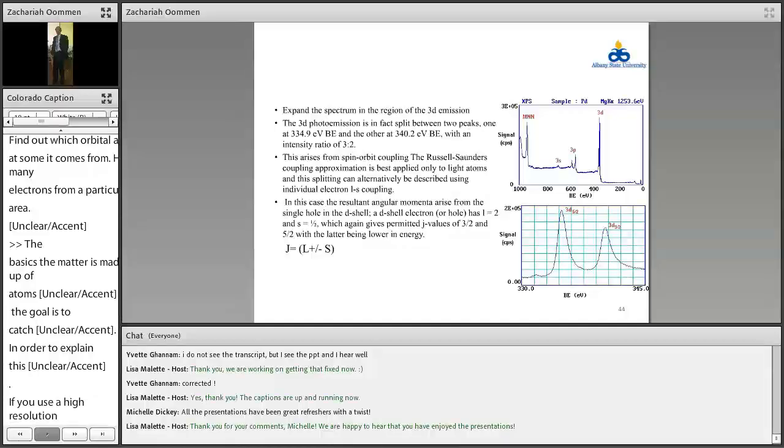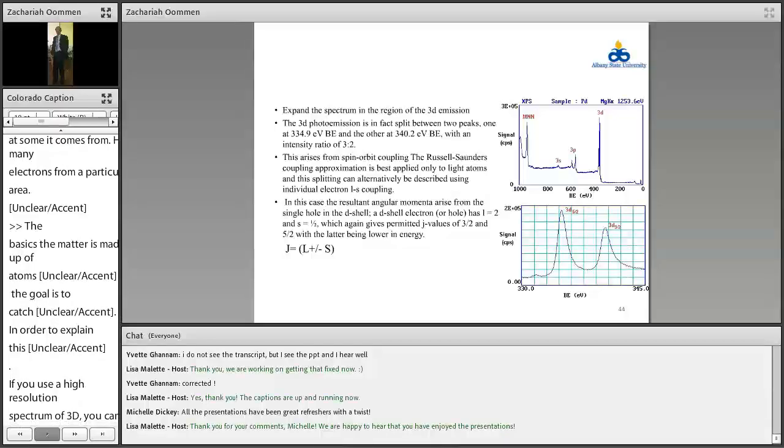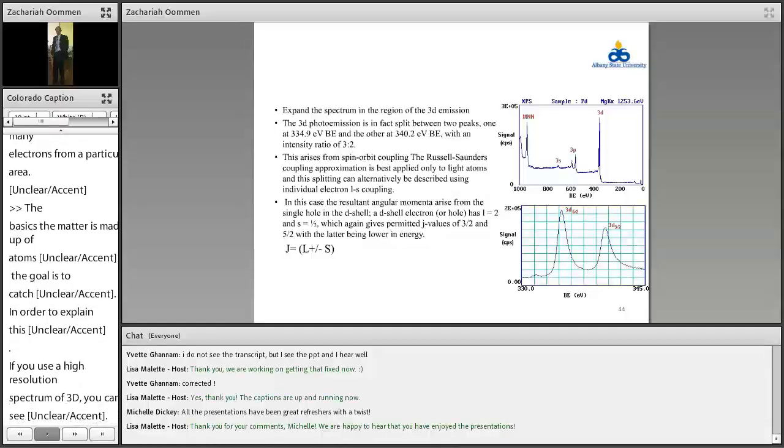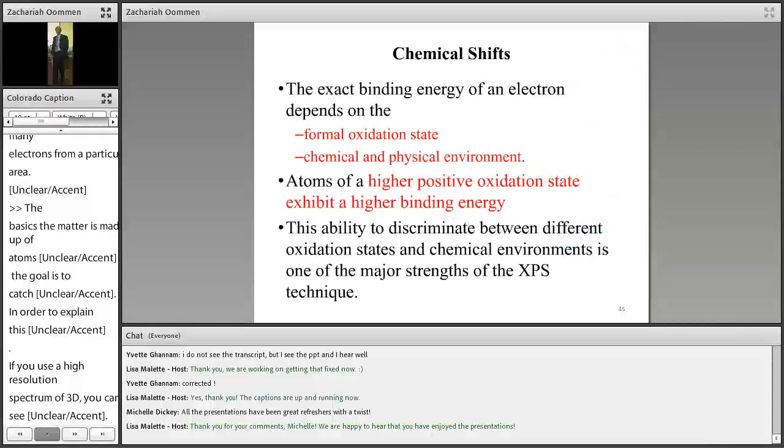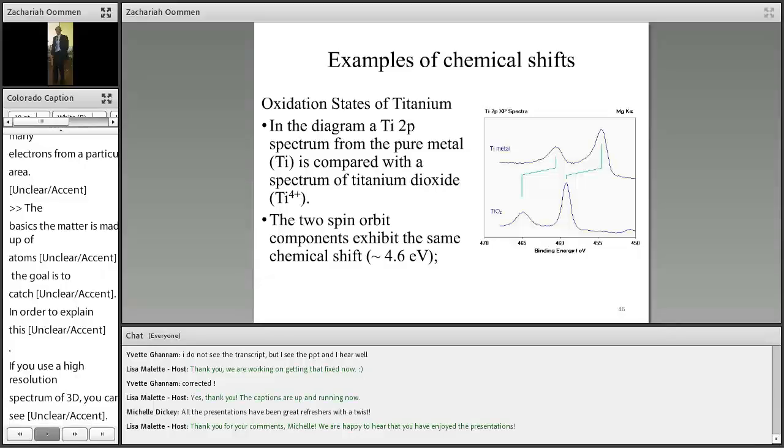This 3d level is split into two because of the Russell-Saunders coupling, LS coupling. So 3d 5/2 has a lower binding energy compared to 3d 3/2. And again, you know that this binding energy also depends upon the oxidation state and also the chemical environment. So this is one of the strengths of this instrument. You can discriminate between the different oxidation states and chemical environments.